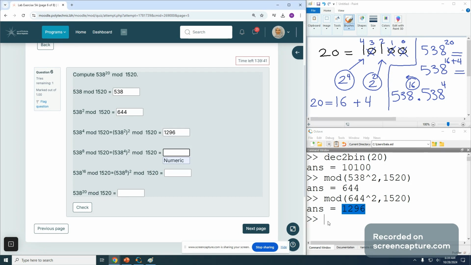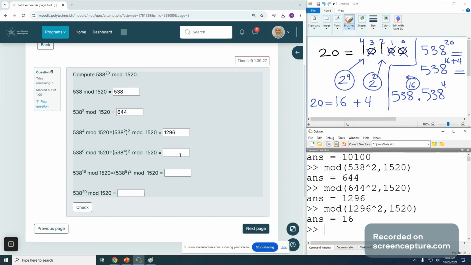To get to the next answer, I do the same thing. So you can use the upper arrow and I will replace this with the previous number, squared. I get 16. To get to the next number, I do the same thing, upper arrow, and then I'm going to replace this with the previous number, which is 16. So just put 16 here and you get the answer 256. We're done with the squaring.